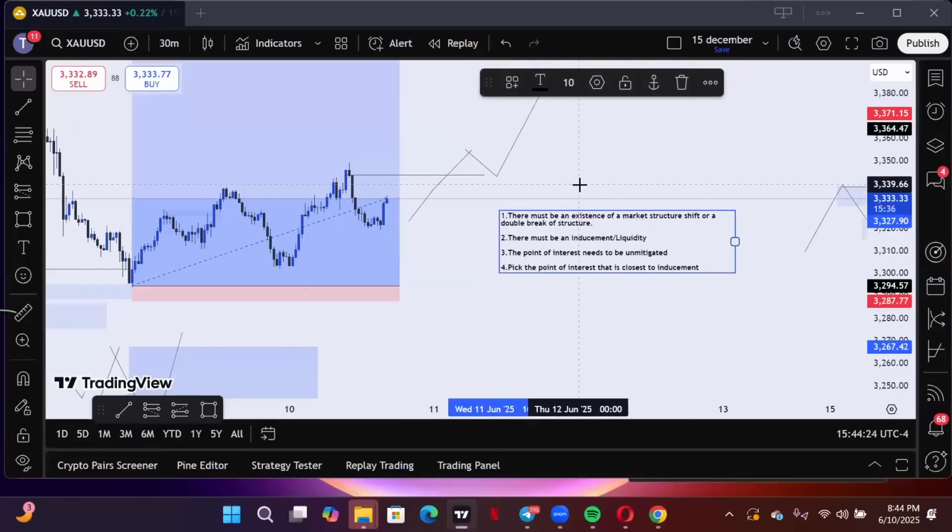So once you have any analysis, you have to look. This analysis I'm having now, is there a structure shift here? Is there a double break of structure? Do I have an inducement here? The point of interest I'm looking to pick, has the market mitigated it or is it unmitigated? Is it the closest one to my inducement? Once you have all these things in check, you will hardly have a missed entry or have the market hit your stop loss and still continue going in your direction simply because you were wrong. You guys following me up?